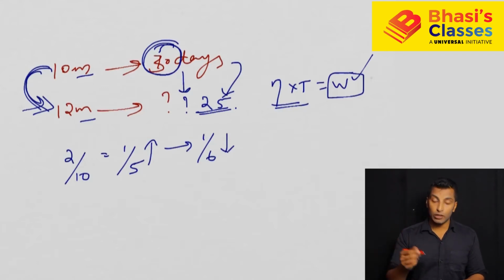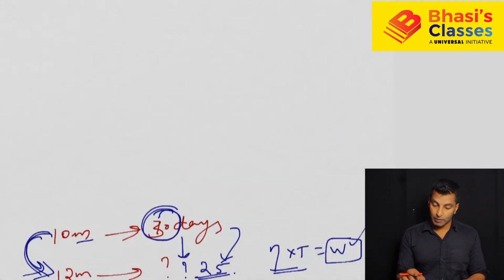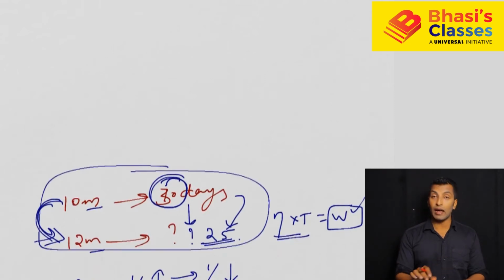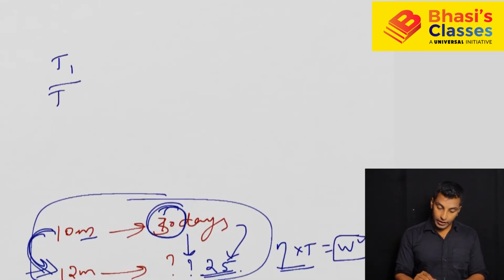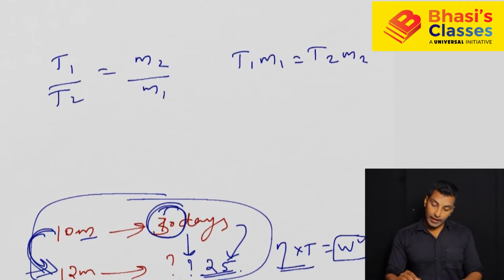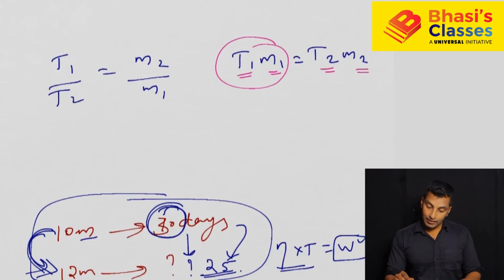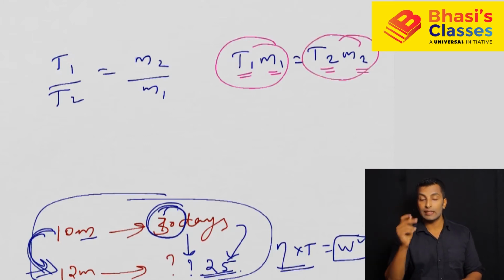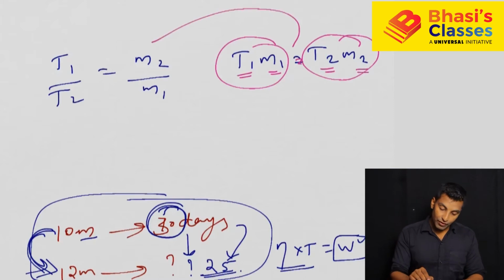We have an alternate method also for the same question. This is what you will see in textbooks. There is a formula: T1 by T2 is equal to M2 by M1. Basically the equation is T1 M1 is equal to T2 M2. T is time taken, M is number of men. T1 M1 is the work done, and T2 M2 is the work done. Since the work is the same, you are equating these.